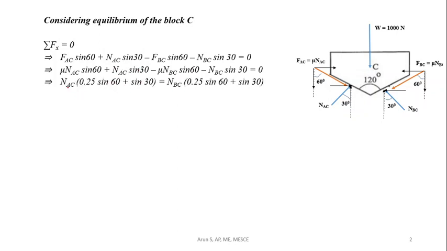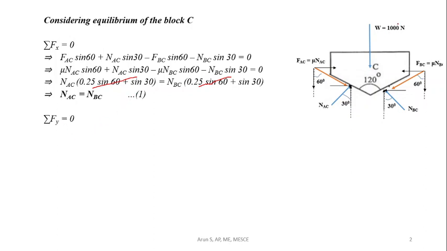Then NAC times mu, which is 0.25, substitute here. Then NAC into 0.25 into sin 60 plus sin 30 will be equal to NBC into 0.25 into sin 60 plus sin 30. The terms on either side cancel out now. Okay, NAC will be equal to NBC. So let it be equation number 1. Now we'll consider sigma Fy is equal to 0.